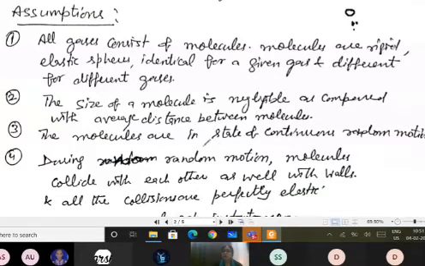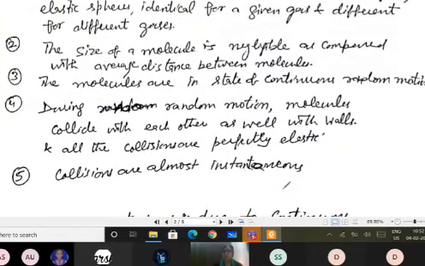And the molecules are always in a state of continuous random motion. It means they are moving all the time, with certain velocities, and random motion means they are moving in different directions. During the random motion, the molecules are colliding with each other as well as with the walls of the container in which you are keeping the gas. And we are considering that all these collisions are perfectly elastic collisions. It means no loss of energy in any form. So kinetic energy or mechanical energy is always conserved.